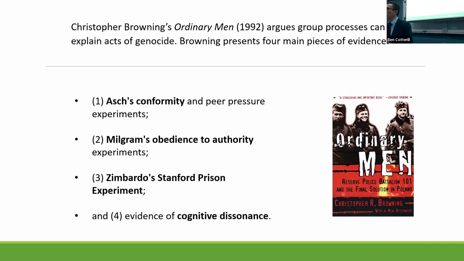So, like I say, Christopher Browning's book uses group processes, social psychology, to really explain what influenced these individuals. The four main pieces of evidence I'm going to come back to talk about in more detail, but they are Solomon Asch's conformity, peer pressure studies, Stanley Milgram's obedience to authority experiments, Philip Zimbardo's Stanford prison experiment, and then the evidence of cognitive dissonance.